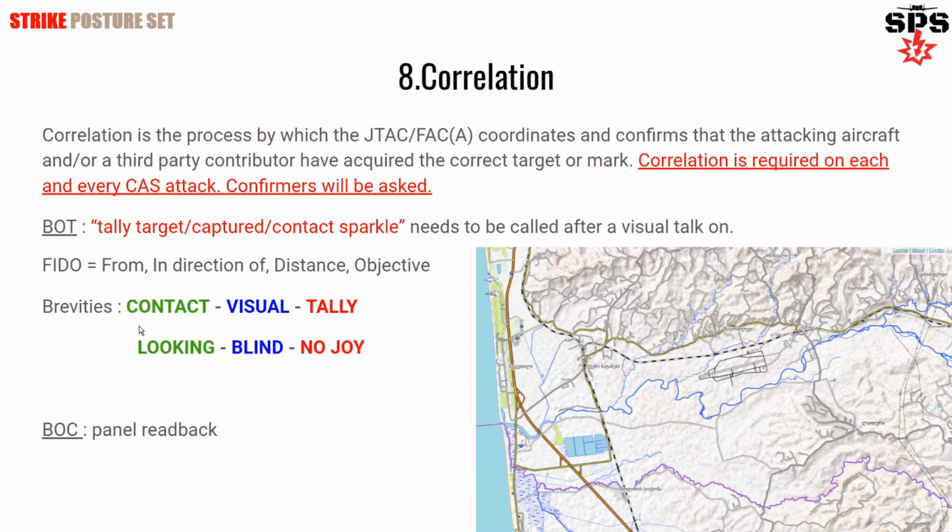For neutral objects, for example a crossroad, you can call contact. If you don't see it, you say looking. If it's a friendly unit, you will say visual if you see it, and if you don't, you say blind. And if it's enemy, you say tally or no joy.